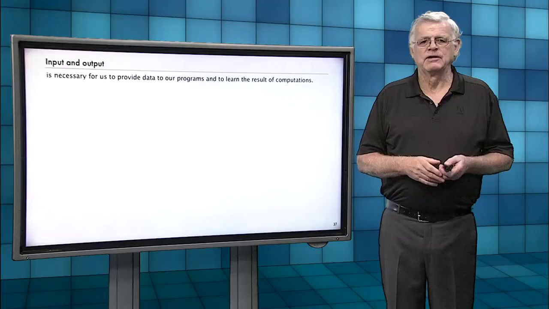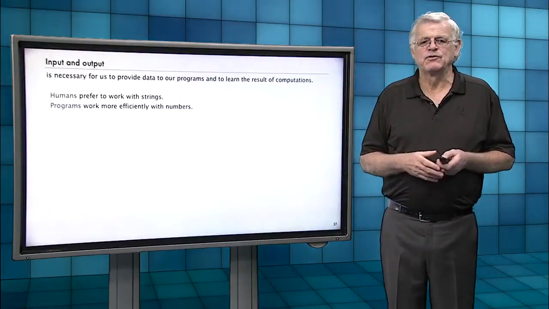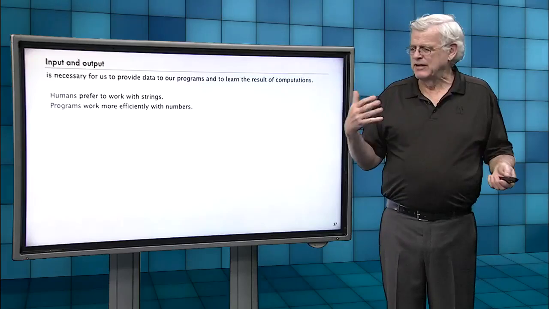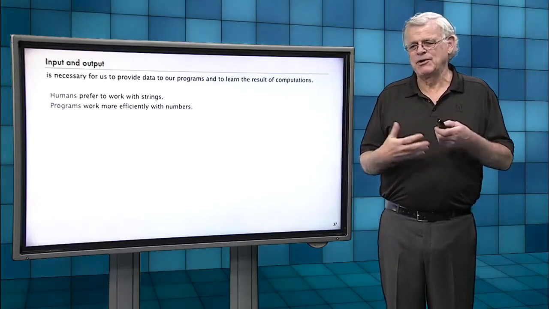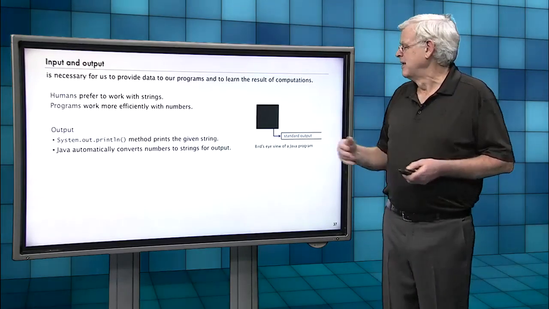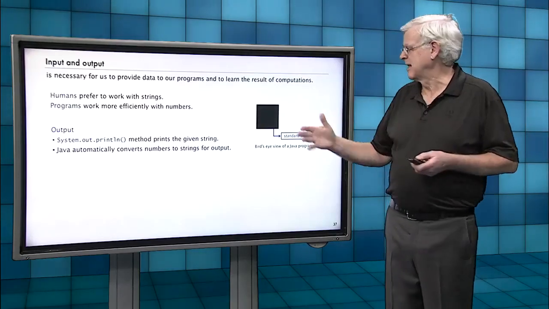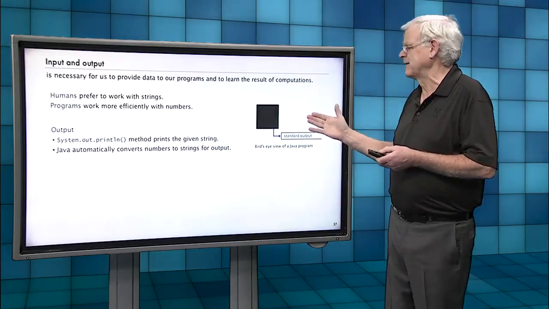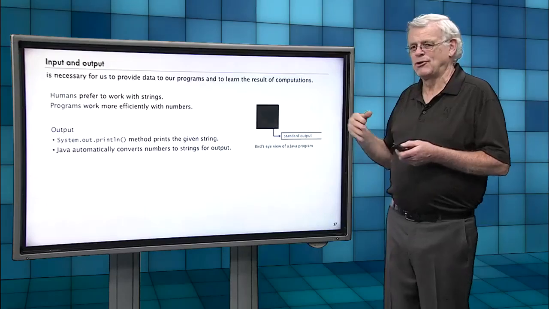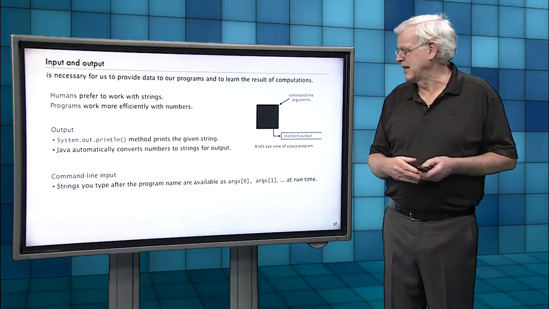Computing with strings. We need input and output, and we use it for the result of our computations. Especially at the beginning, very often our programs are working with numbers and we're working with strings. For output, we use System.out.println to print the string. Even if you print numbers, Java will automatically convert the numbers to strings to output them.